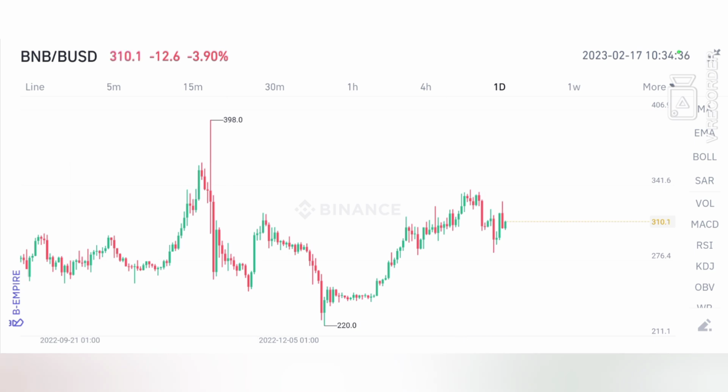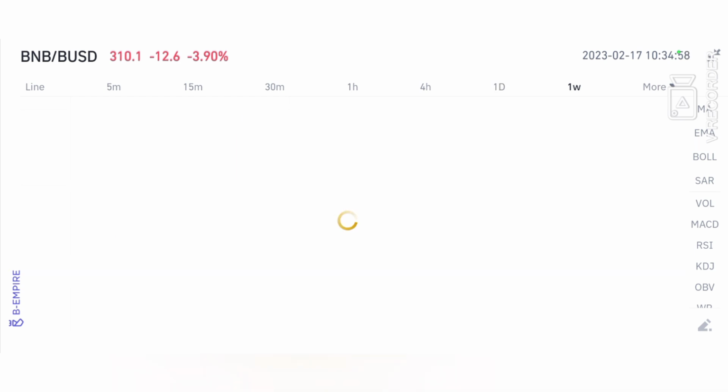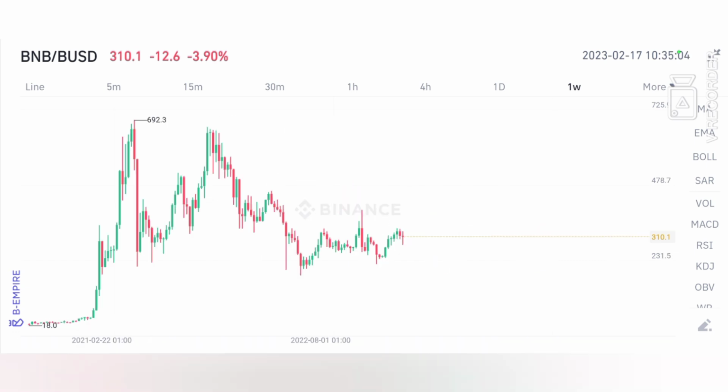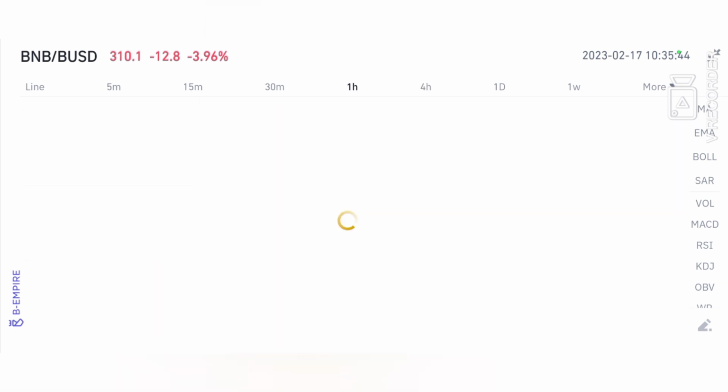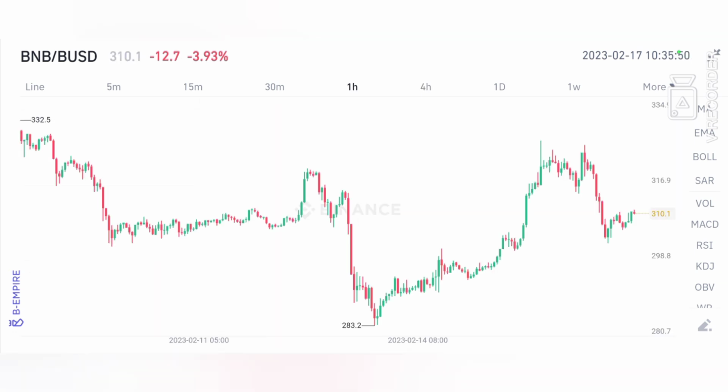Next, if you're an intermediate trader, that's you just want to spend a couple of hours to a day on a trade, your directional time frame, or directional chart, could be the 1 week time frame. Then for your structural time frame, the 1 day time frame could work. And finally, for your entry time frame as an intermediate trader, the 4 hour time frame or the 1 hour time frame can work well for you.